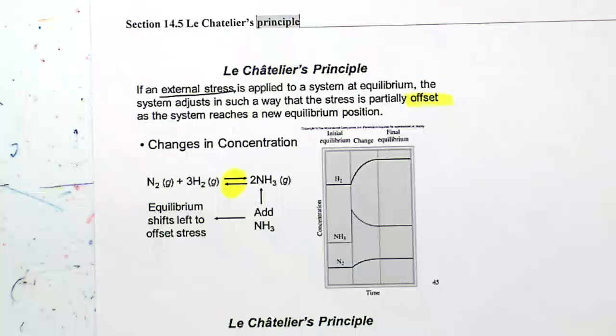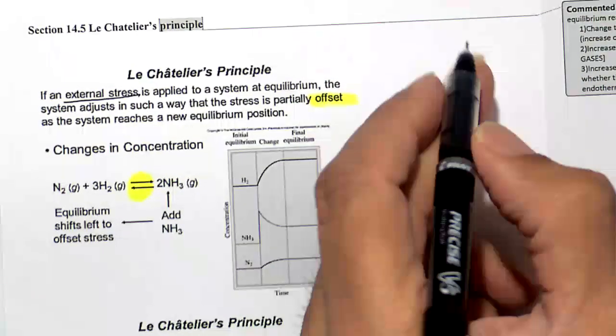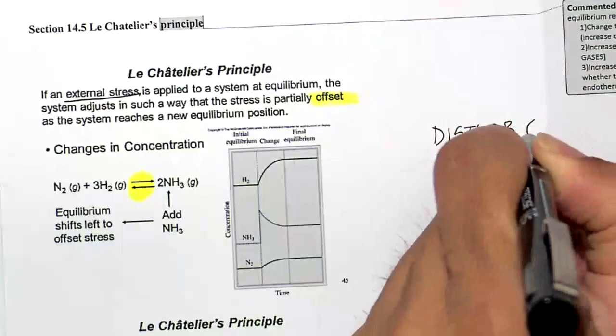So you disturb an equilibrium. The equilibrium is just fine, the reaction is just fine, and then you disturb it. How can you disturb an equilibrium? There are 3 ways you can disturb an equilibrium. We'll go through each of these 3 problems. How can you disturb an equilibrium?